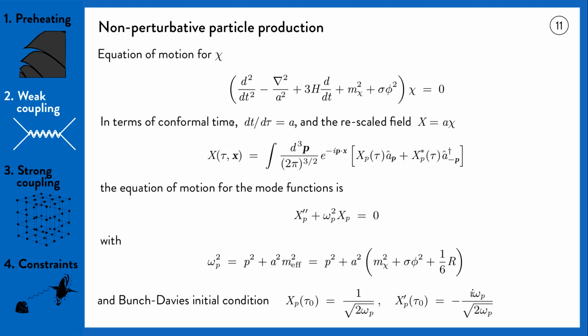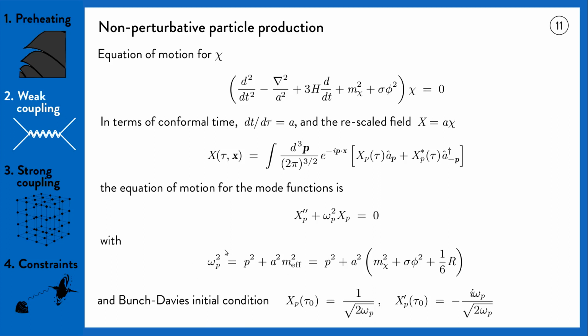So, introducing conformal time tau and the canonically normalized and quantized rescaled field X, the equation of motion takes the form of an oscillator in Fourier space. The effective frequency is a function of time, of the bare mass of the field, of the inflaton coupling, and of the coupling to gravity via the Ricci curvature. The initial condition is of Bunch-Davies type.